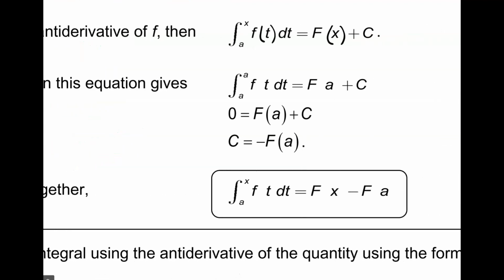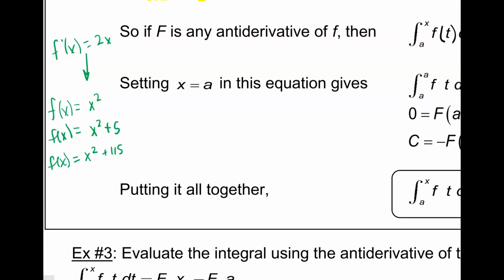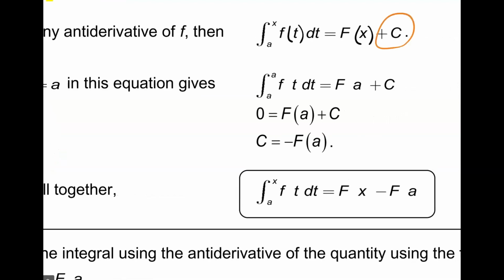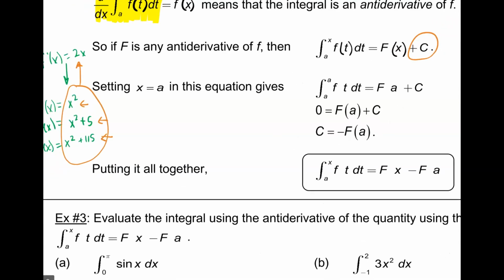Now this is why we add the plus c, because notice all of these functions, the derivative is 2x. So if I have 2x and I'm trying to take the antiderivative, there's an infinite number of options. I could have x squared, x squared plus 5, x squared plus 115. That's why we add the plus c, because it's adding a constant. And in order to actually solve for what the constant would be, you have to have an initial value, like when x is 0, y is 0. We plug that in and we can solve what the c would be.